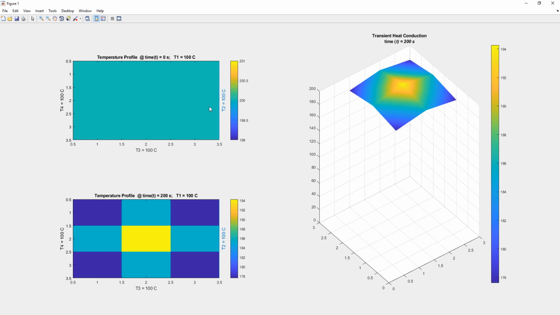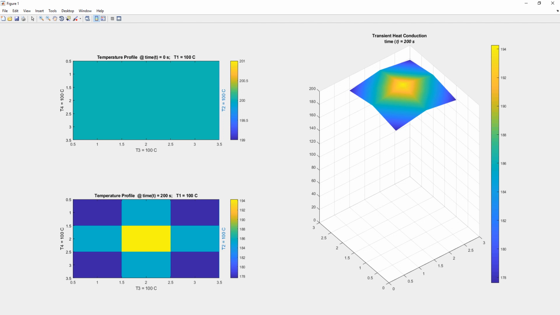The temperature at the initial condition is shown on the top left hand side. For all the interior nodes, the temperature remains the same at 200 degrees Celsius. At the final condition, when time equals 200 seconds, the temperature profile is shown for the 9 interior nodes. The color scale is shown on the right hand side. The 2D plot, the animated plot, is shown on the right hand side.